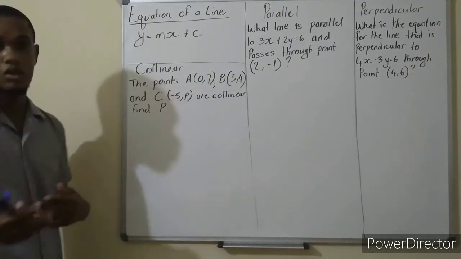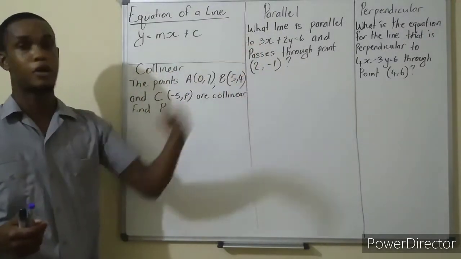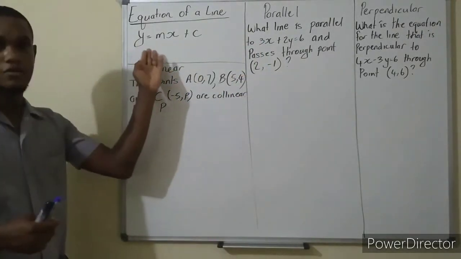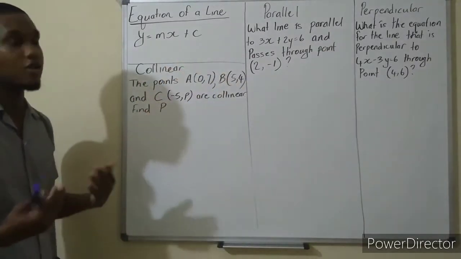Now, once you're dealing with equations of the line or most of these topics of collinear, parallel, or perpendicular lines, you might have to use this, which is the equation of the line formula.